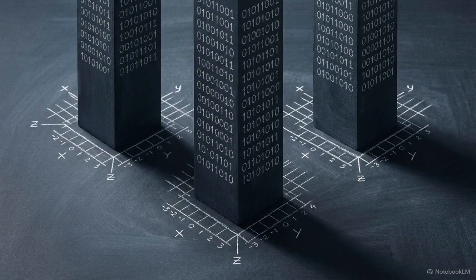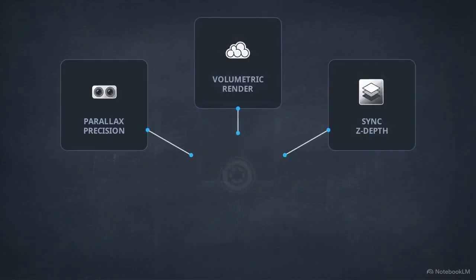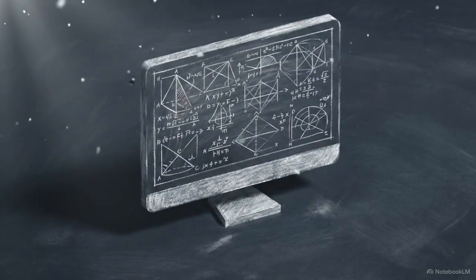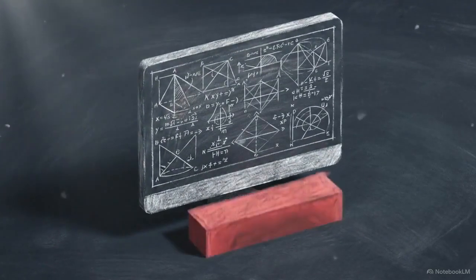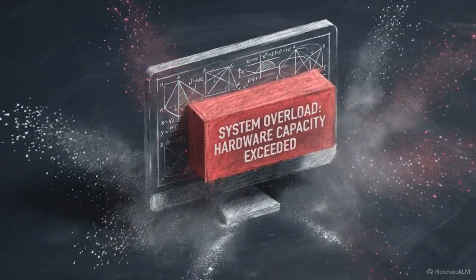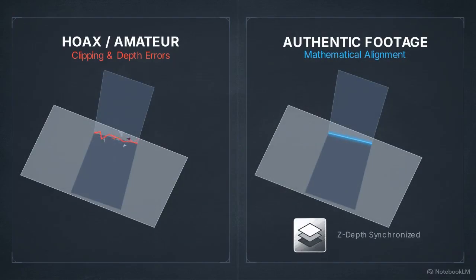We've looked at the technical pillars of this video's data structure: the parallax precision, the volumetric rendering requirements, and the synchronized depth passes provide a unified technical profile. When we analyze the video in 3 dimensions, the theory of a 2014 consumer-grade CGI hoax faces significant technical contradictions. Unlike known hoaxes that feature clipping and depth errors, this footage maintains mathematical alignment across both channels.